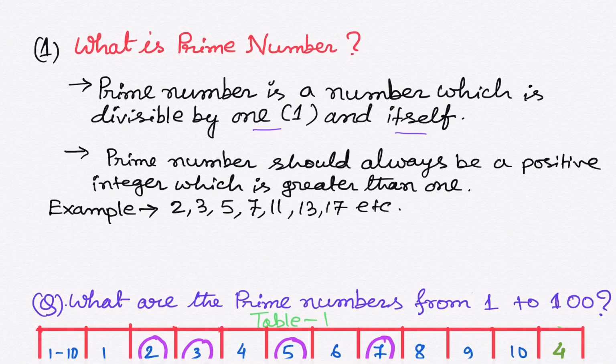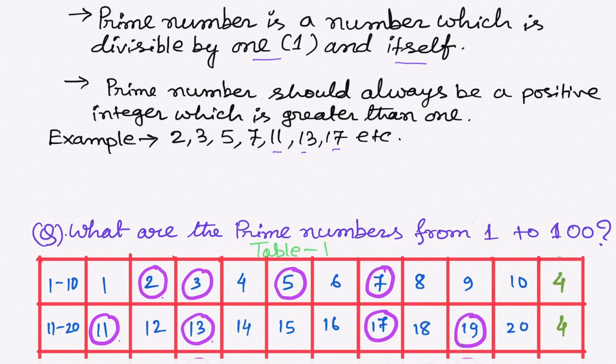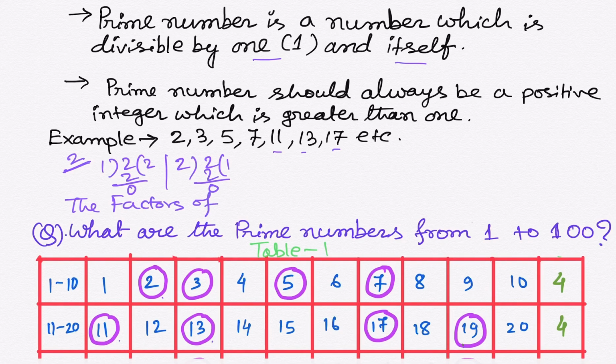Now the examples of prime numbers are 2, 3, 5, 7, 11, 13, 17, etc. Let's check whether these numbers are prime or not. I'll take the number 2 here. Is 2 divisible by 1? 1 twos are 2, yes, the remainder is 0. Then is 2 divisible by 2? Yes, 2 ones are 2, the remainder is 0. Here we see that the factors of 2 are 1 and itself, which is 2.